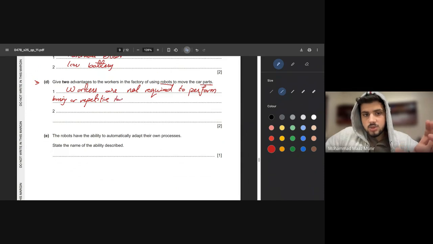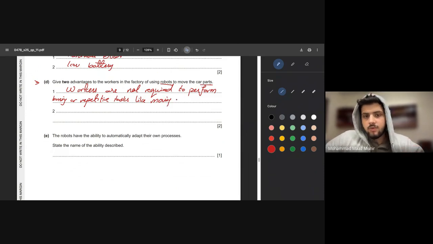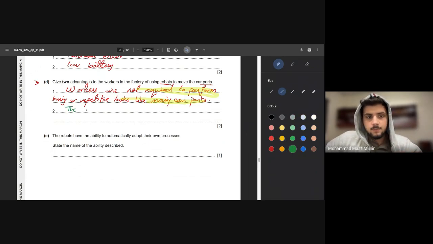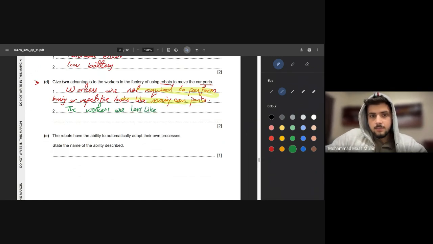So like Moiz, the way you stated earlier, you can now give an example up here, like moving cars, maybe moving car parts. So you stated the point in the right way, and then you also provided the relevant example to it. So now this marks a perfect point. Samajh gaye? And then the second one could be anything. So you can say that the workers are less likely to injure themselves, and you get 2 by 2 for this too.